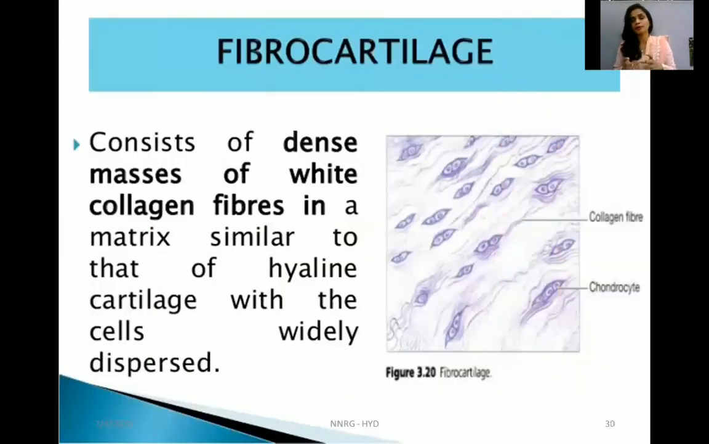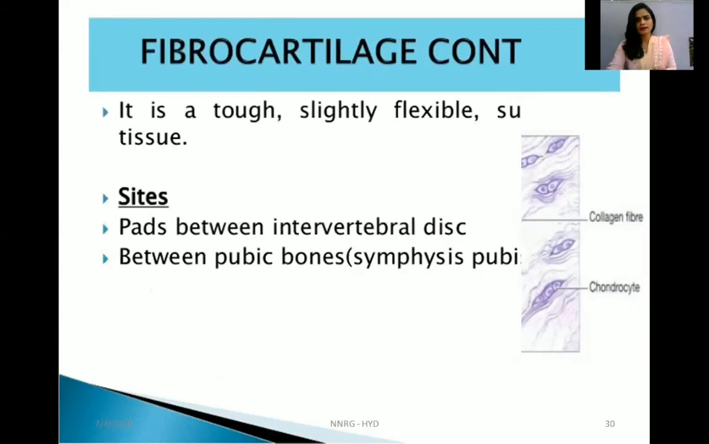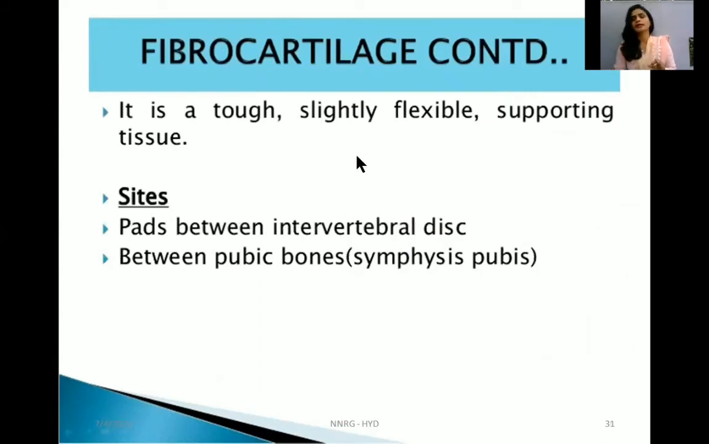Next comes the fibrocartilage. These are dense masses of white collagen fibers. There it was blue, and here it is dense masses of white collagen fibers. Here also the chondrocytes are present, and compared to hyaline cartilage, they are widely dispersed. These fibrocartilages are tough, slightly flexible, and usually supporting tissues.